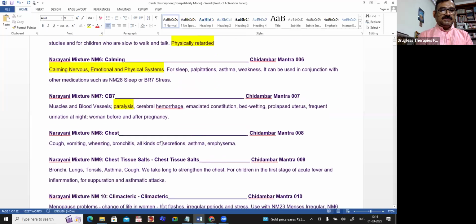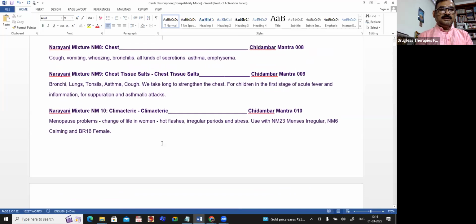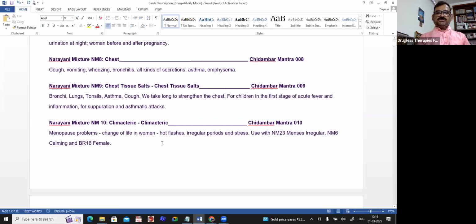Next, NM8. NM8 is a chest tissue salt. So you can say it is used for what? To strengthen the chest. Strengthen the chest. Okay.